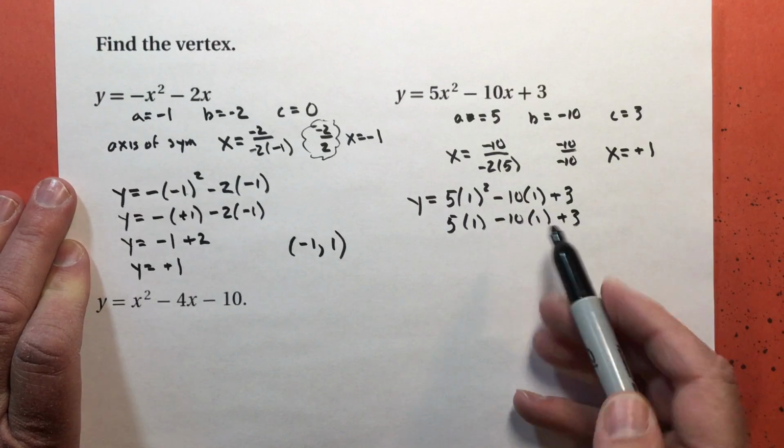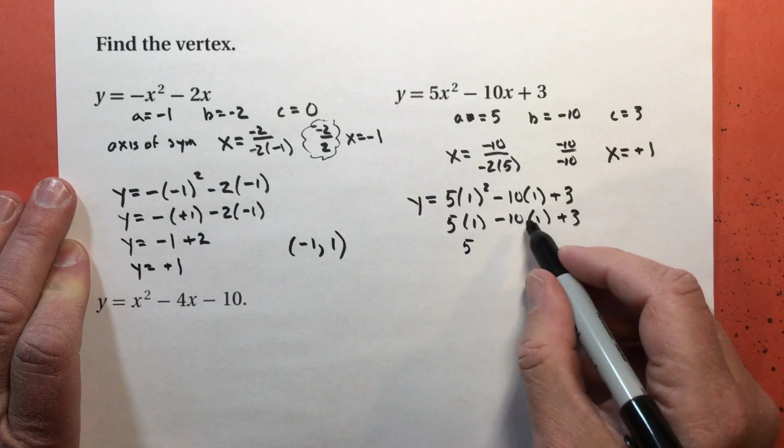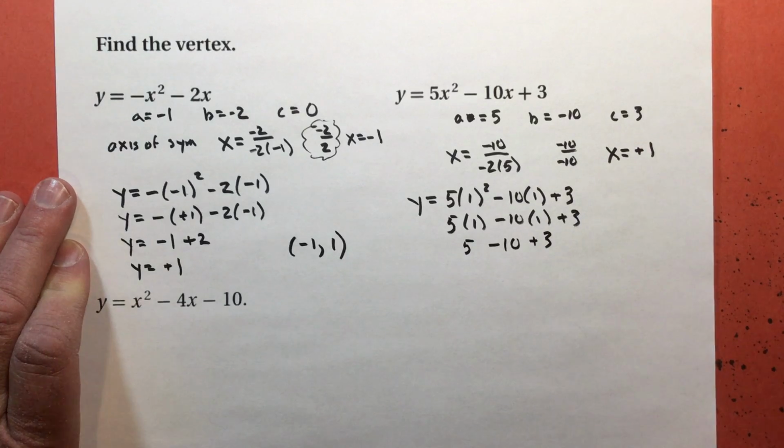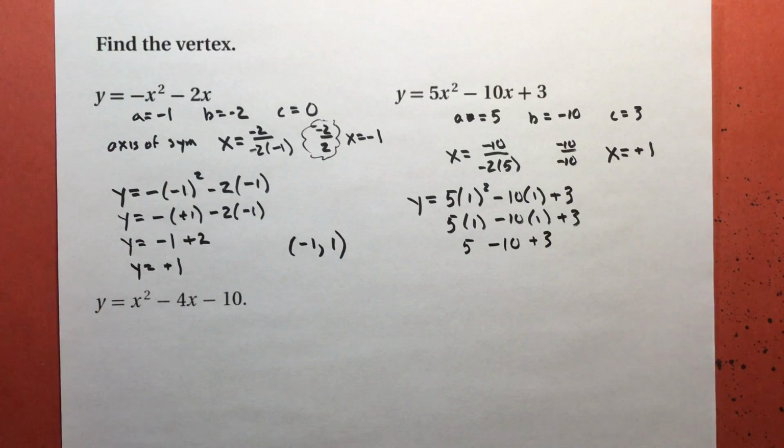Next step, I'm going to multiply. 5 times 1 is 5. 10 times 1 is 10. And I haven't done anything with 3 yet. Now I'm going to add and subtract at the same time.